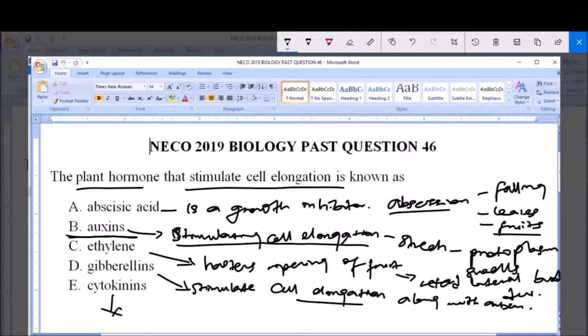Cytokinin, which is option E, is also a hormone that promotes plant growth, and it is produced in the roots. So the answer to this question is option B, auxin. Whenever you see this kind of question asking for the hormone that stimulates cell elongation, and auxin and gibberellin are both given in the options, the most correct answer is auxin, because it is the one mostly associated with cell elongation.